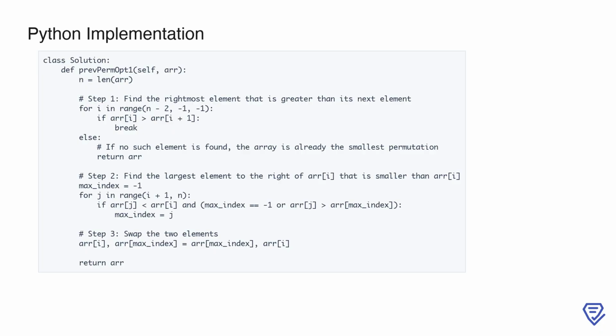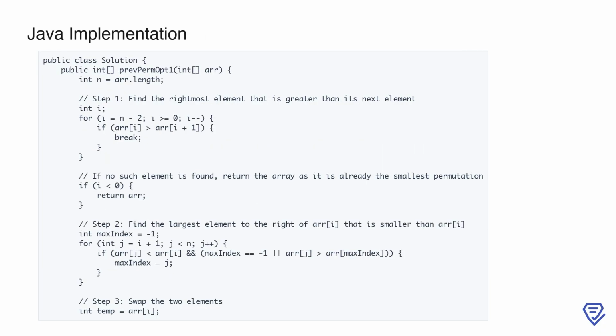This solution efficiently solves the problem in O(n) time, where n is the length of the array, as it involves a single reverse traversal and a forward search for the swap candidate. The algorithm handles edge cases where the array is already the smallest permutation or where no valid swap exists.